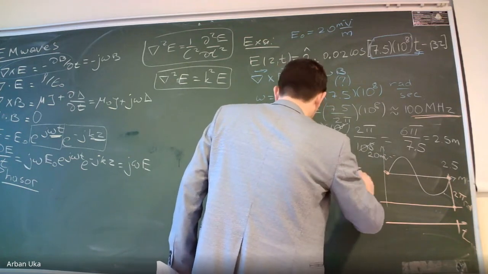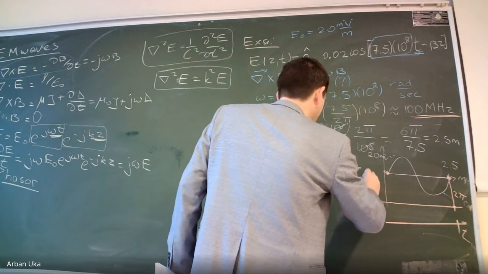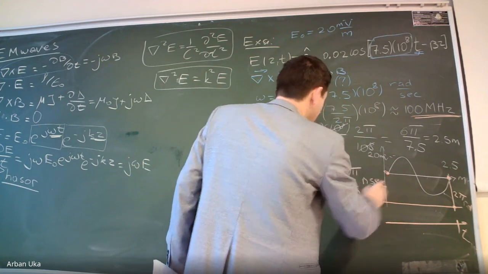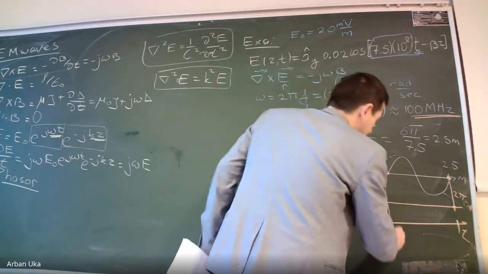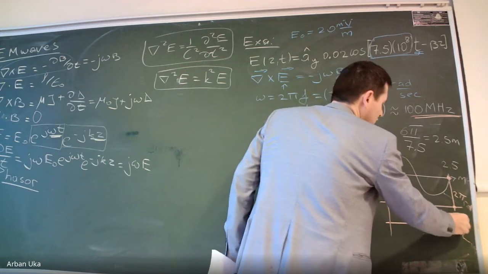20 pi divided by 7.5 nanoseconds. So how many nanoseconds do we have here? 20 times 3, it's around 600, divided by 7. Who knows what it is? 7 times 8, around 80, right? You can correct me on this one. So around 80 nanoseconds. So this is how much this full wave will correspond to.